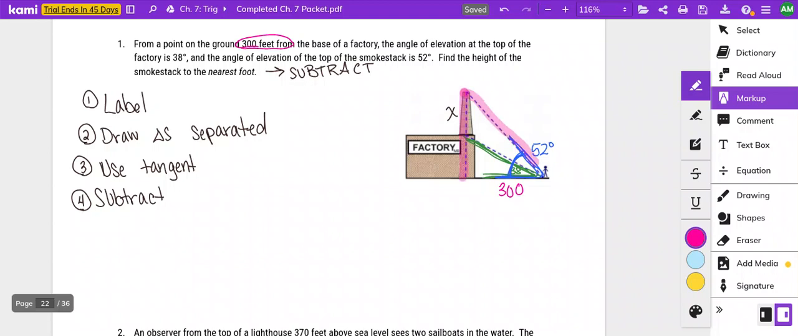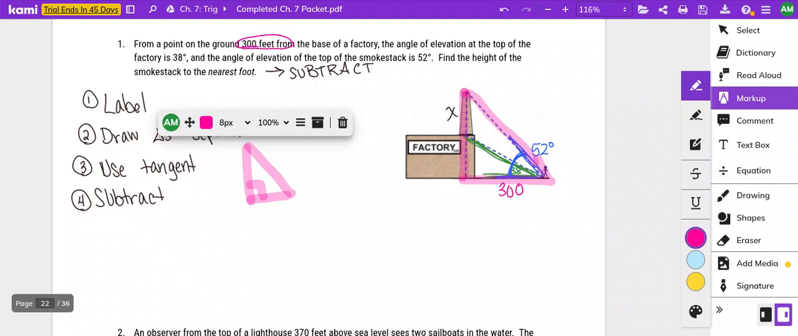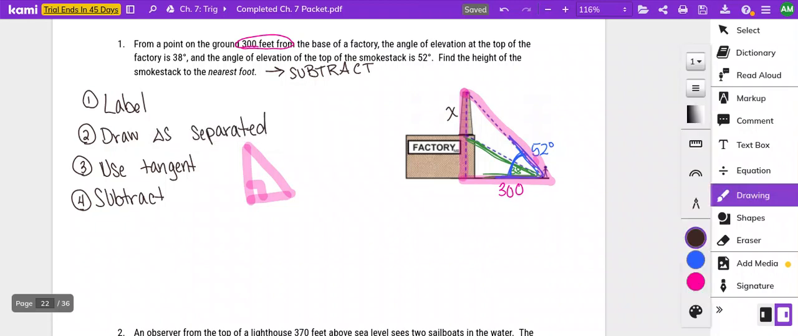So looking at the very large triangle, I'm going to draw that right here. And I've got my sides that I can label. I have the bottom is 300. I know that the big angle in that triangle is 52. And because I need to find the length of the smokestack, I'm going to put an X right there.